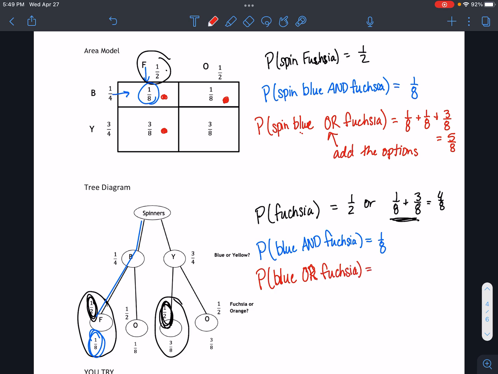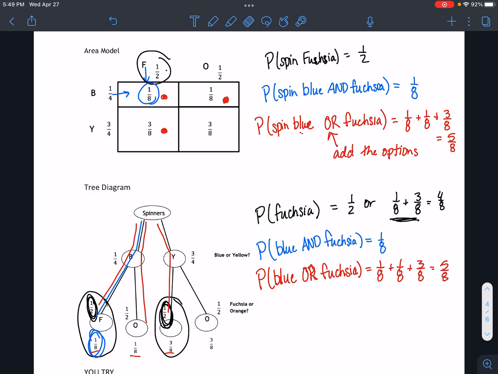On the tree diagram, I can read blue and orange would work for "or," blue and fuchsia would work, and so would yellow and then fuchsia, all three of those situations again. So we're going to add up the 1/8, 1/8, 3/8. Now, if you notice, all of these answers should be the same in both diagrams. That's on purpose.